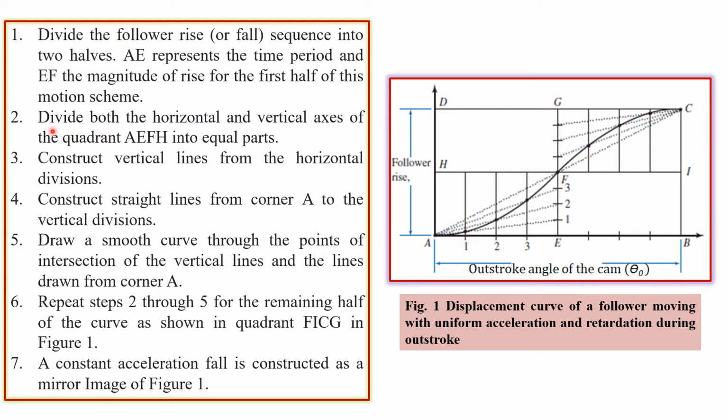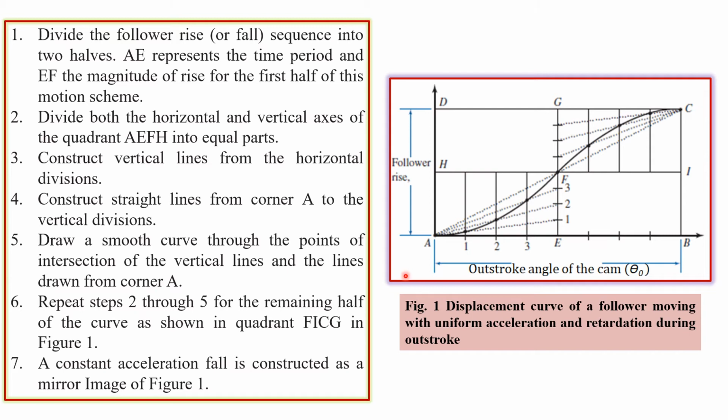Then divide both the horizontal and vertical axis of the quadrant AEFH into equal parts. Then construct the vertical lines from the horizontal divisions. Then construct the straight lines from corner A to the vertical divisions. Draw a smooth curve through the points of intersection of the vertical lines and the lines drawn from corner A. Repeat steps 2 through 5 for the remaining half of the curve as shown in quadrant FICG in figure 1. A constant acceleration fall is constructed as a mirror image of figure 1.